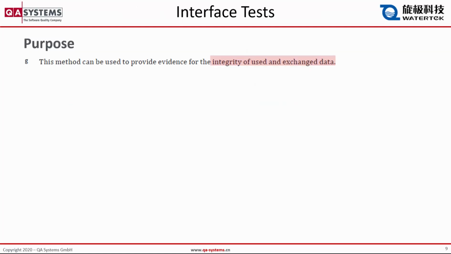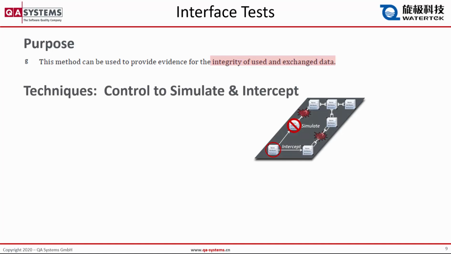So for interface tests, the purpose here is to demonstrate the integrity of used and exchanged data over such interfaces. What techniques could be applied? The first, of course, is to control the interface so that you can either simulate its behavior or intercept its behavior. In the diagram, you can see the options to remove something for simulation or to use it for interception. But there is also a chain of other events or calls that may be made, and in this case we need to look at resolving the link dependencies, especially challenging for C++.